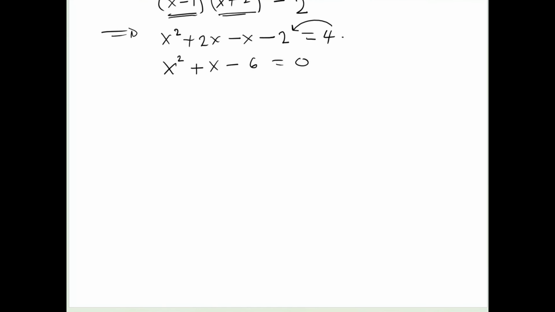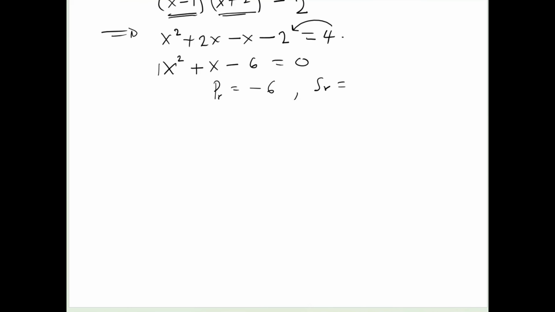Now what are we going to do? What are the rules that we need to follow here? We have to find two numbers. Our product of roots here will be the coefficient of the quadratic term, which is 1, multiplied by the constant term, which is -6. If you multiply them together, it will give us -6.